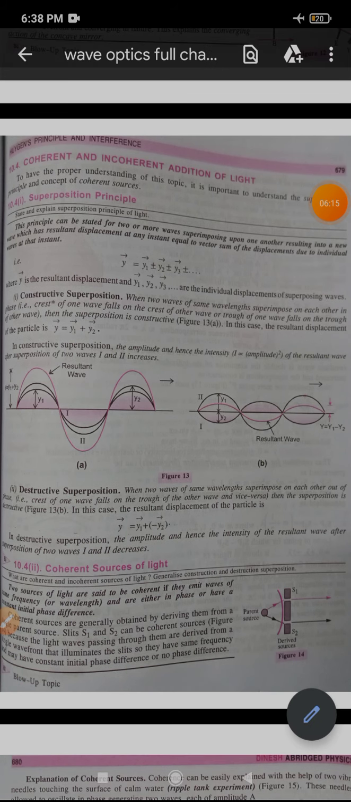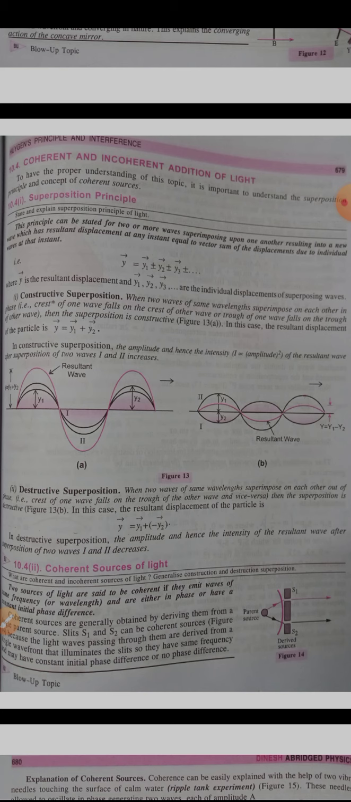Next we have coherent and incoherent addition of light. To have a proper knowledge about coherent and incoherent addition of light, we are studying a principle, that is the superposition principle. What it says, let's see.